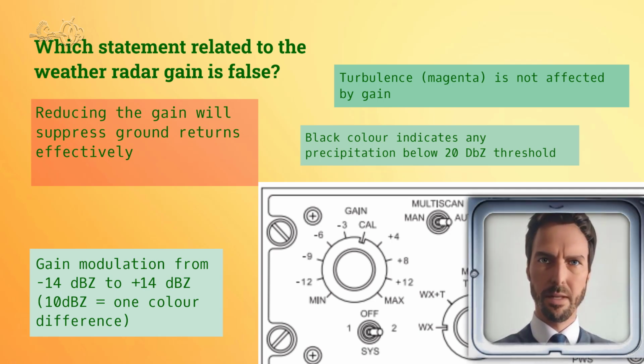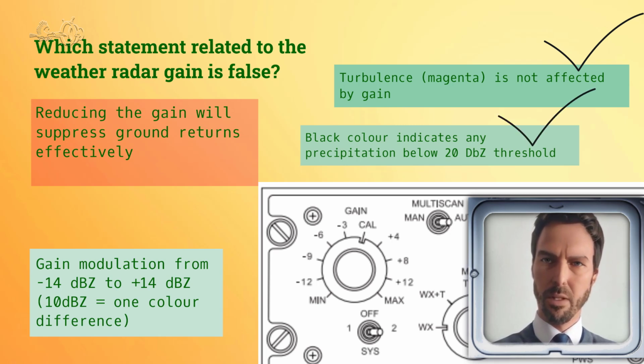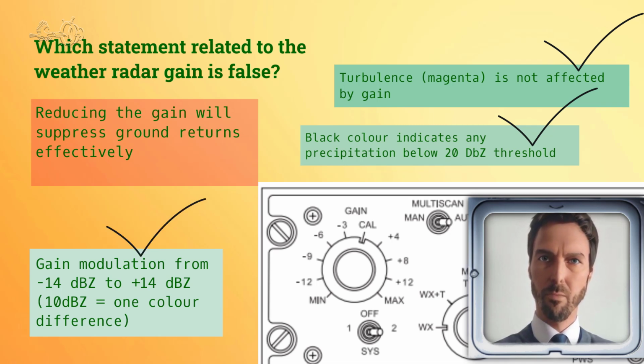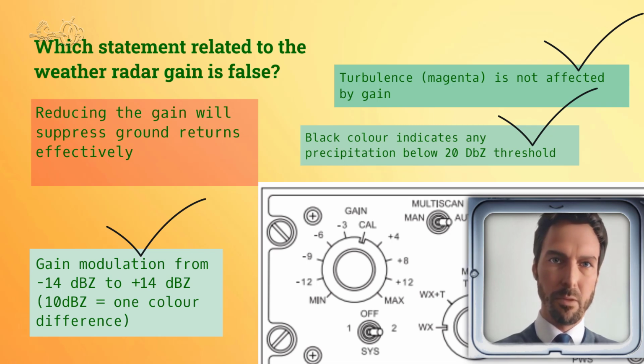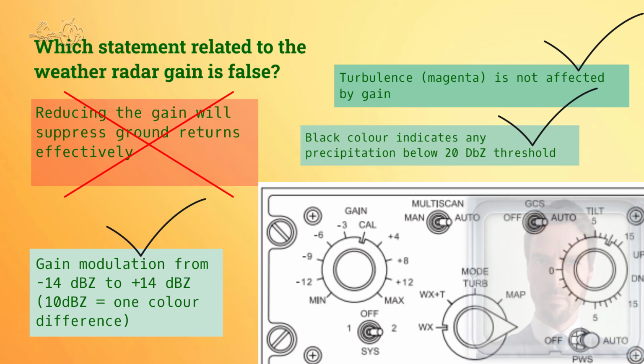So it is true to say that turbulence, indicated by the magenta color, is not affected by gain, and that the black color indicates any precipitation below the 20 dBz threshold or no precipitation at all. The gain modulation, depending on the model, will modulate from -14 dBz to +14 dBz, or a little over one full color difference. The gain will not have a pronounced effect on ground returns.